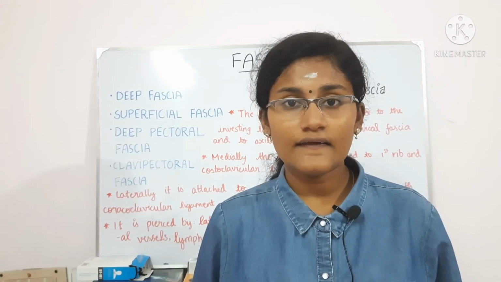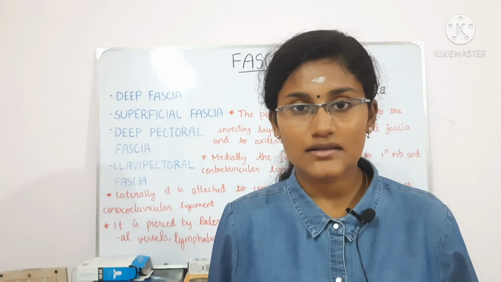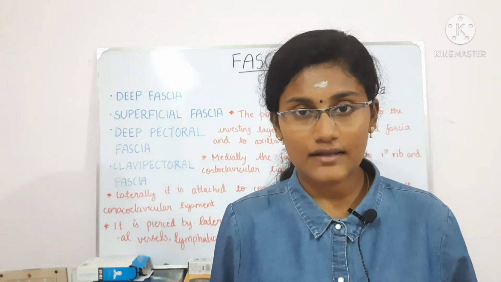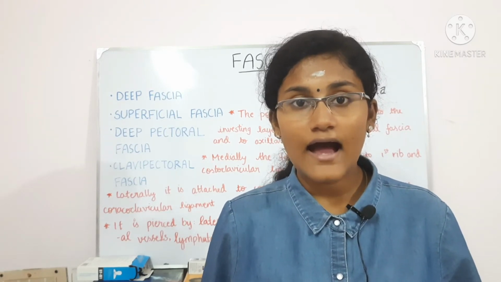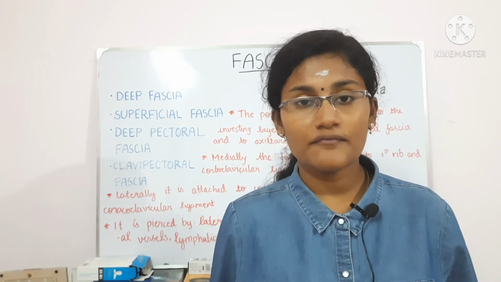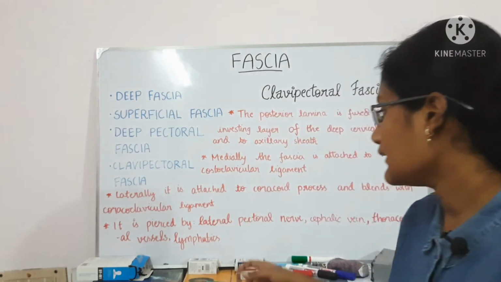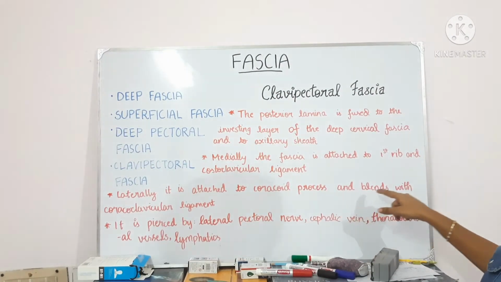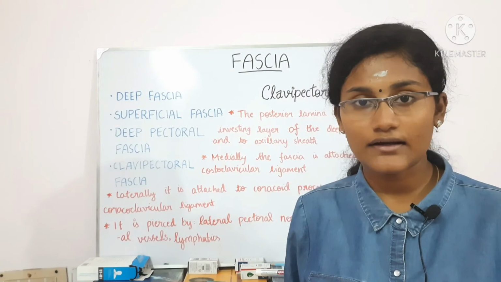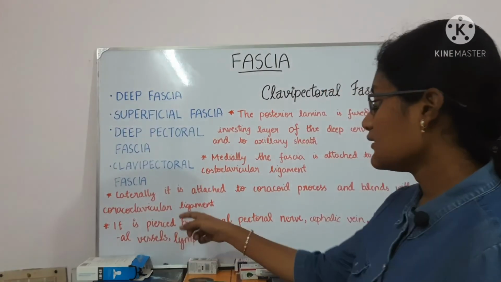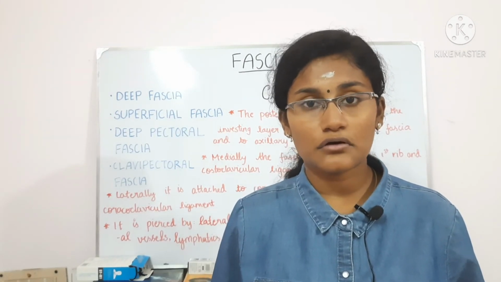Inferiorly the clavipectoral fascia splits into two to enclose the pectoralis minor muscle, and below this muscle the deep pectoral fascia continues as a suspensory ligament. This ligament is attached to the axillary fascia, the dome of the axillary fascia, and it also helps to keep the axillary fascia pulled up. Laterally it is attached to the coracoid process and it blends with the coracoclavicular ligament. So it strengthens the coracoclavicular ligament by blending with it, and also the upper part of this fascia is very thick and it forms the costocoracoid ligament.